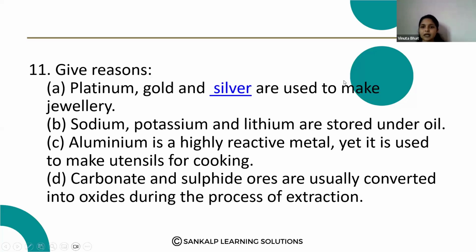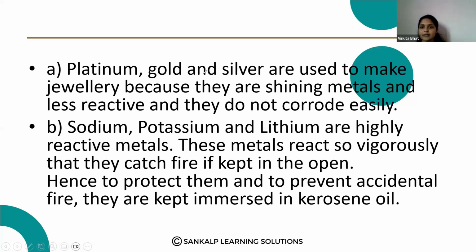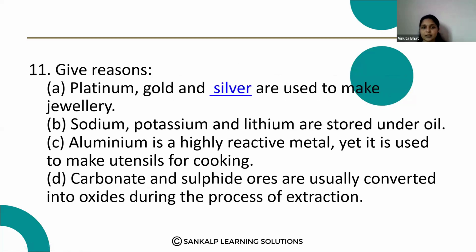Platinum, gold and silver are used to make jewelry because they are shining metals, less reactive, and they do not corrode easily. So what are the properties used here? They are shining metals and less reactive and they do not corrode easily.